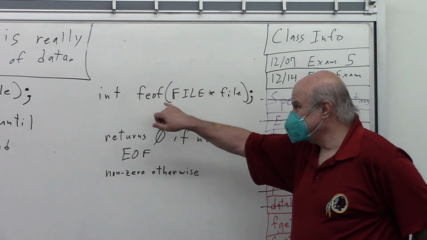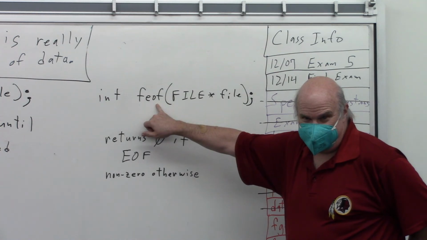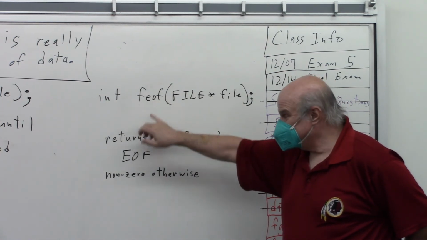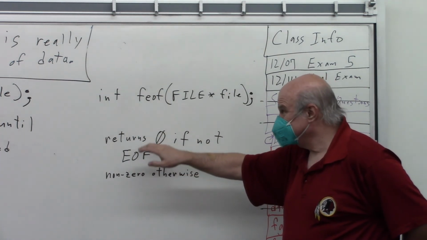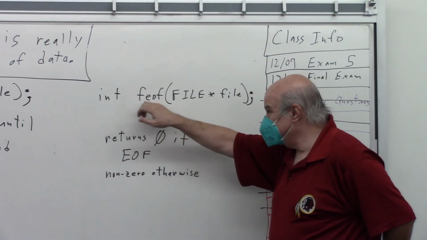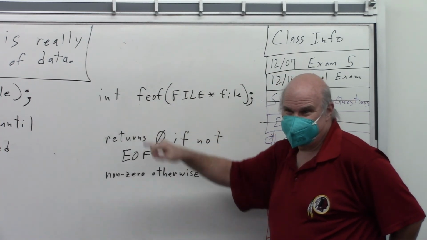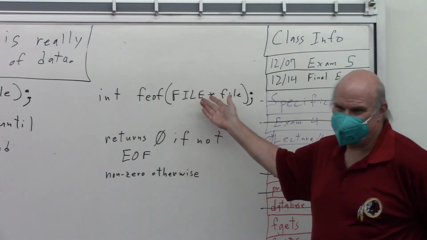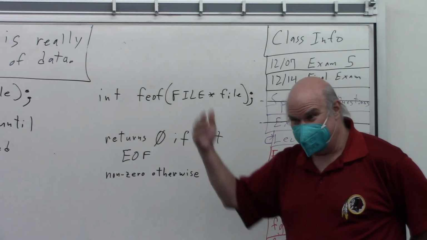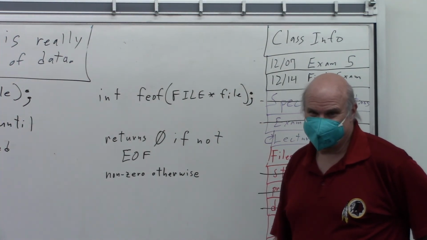So remember, this is a little backwards in thinking. EOF means end of file. If it returns non-zero, that's effectively true. True means you've reached the end of file. You use this mostly for input, because you're just reading through the file, you need to know when you reach the end.